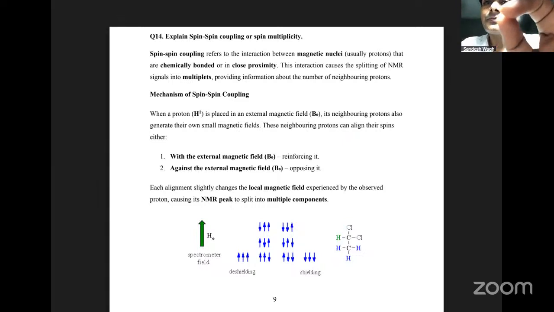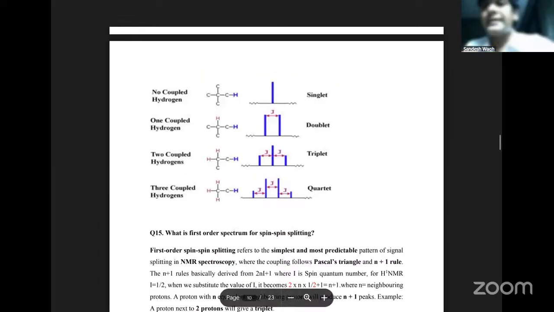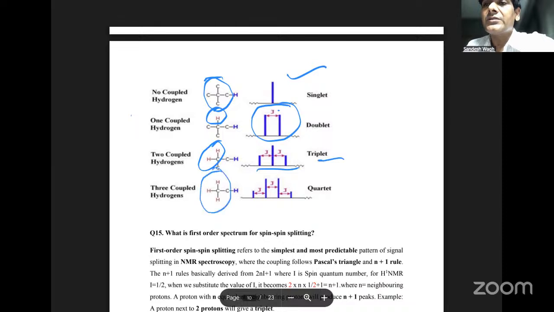Let's see now how it works. As I already mentioned, if there are 0 protons nearby, like here there is no proton, there is a singlet, a single line. If there is 1 proton, 2 lines, that is a doublet. The spacing distance is called the coupling constant, which we will discuss later. 2 protons, triplet; 3 protons, quartet, and the spacing distance is exactly the same for these split peaks. So this is a quartet. Let's move on to the next.